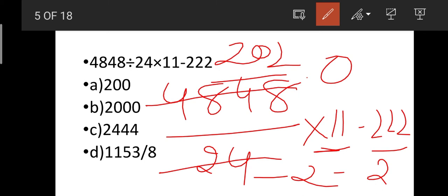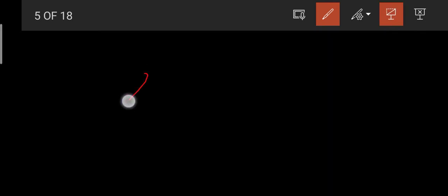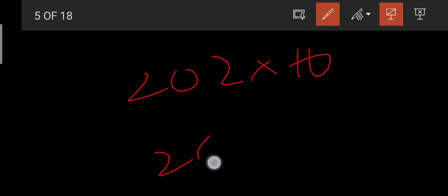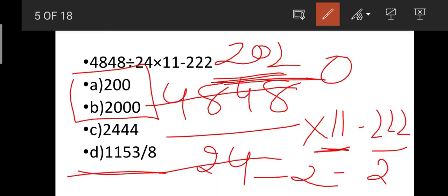So how many options do we have with answers ending with 0? There are 2 options only, that is 200 or 2000. Then what should we select? In this case, we can use our common sense: 202 is multiplied with 11, that is more than 10 times, so it should be more than 2000. Isn't that so? 202 multiplied with 10 becomes 2020, so it is more than 2000. So our answer should be near 2000.